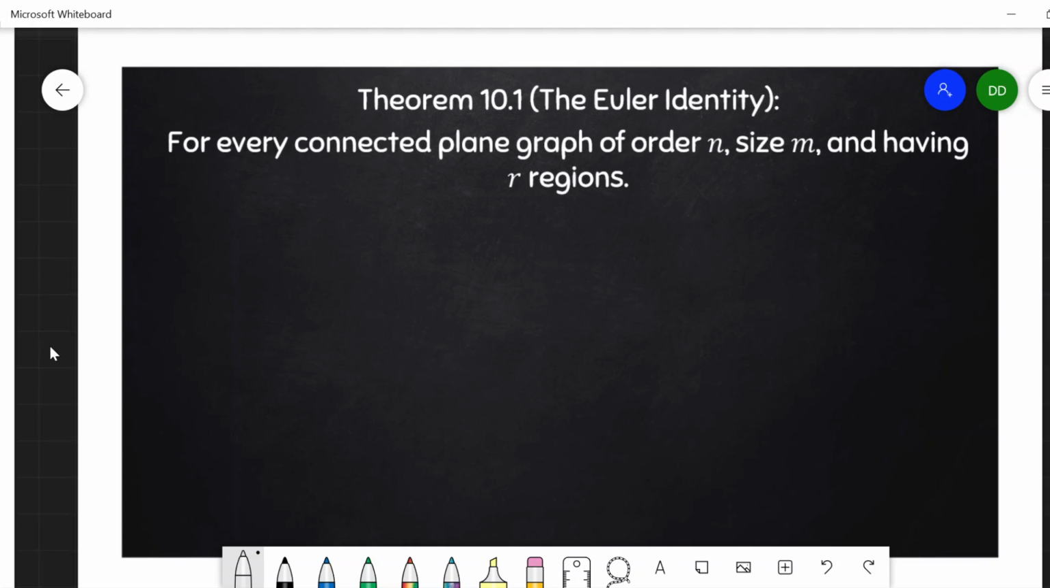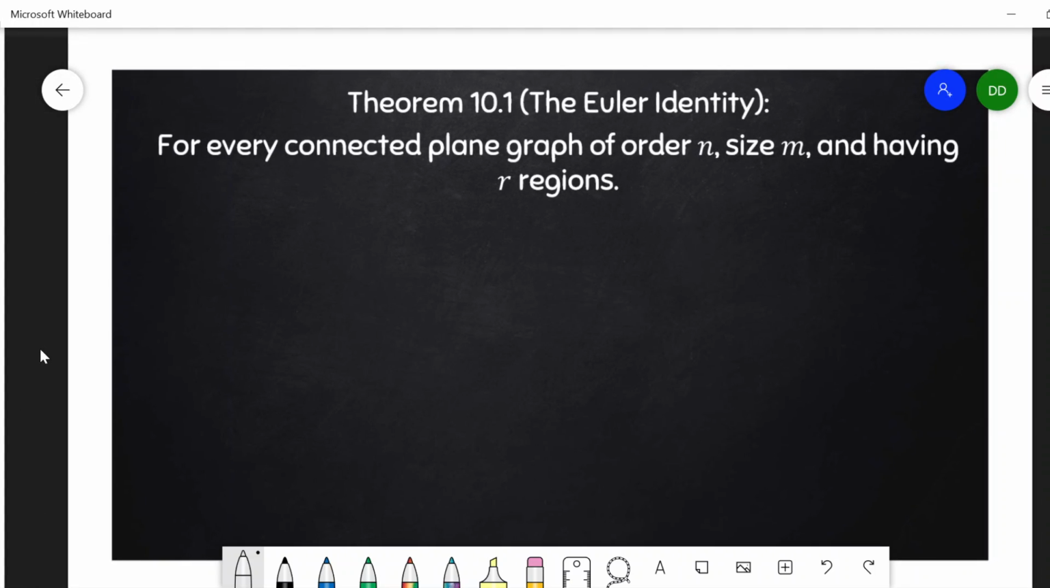Well, let's prove it. Let's use our knowledge of graph theory to actually prove this. So what we're going to do for the proof is go by induction. We're going to use induction on the size of the plane graph.